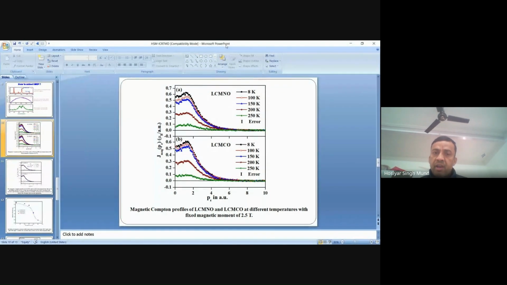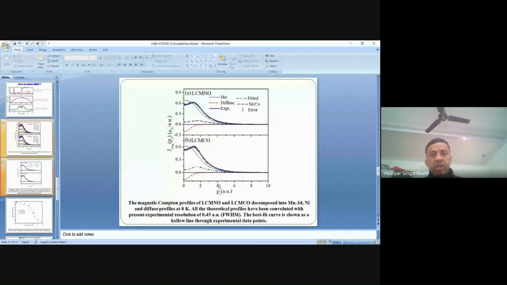The base LCMO, which is not doped with nickel and cobalt, has a Curie temperature lower than room temperature, which means we find the maximum moment at the lower temperature, which is also shown in these graphs. It shows that the maximum magnetic moment is found at low Kelvin temperature for both these samples using the magnetic Compton scattering technique. So this graph shows the spin magnetic moment only.